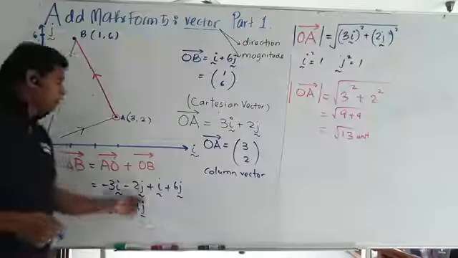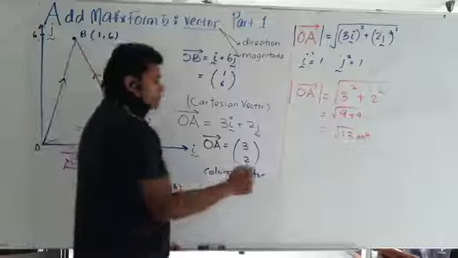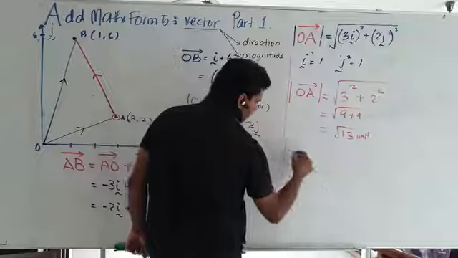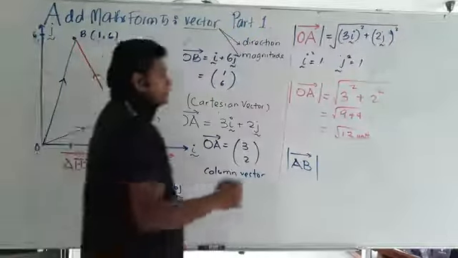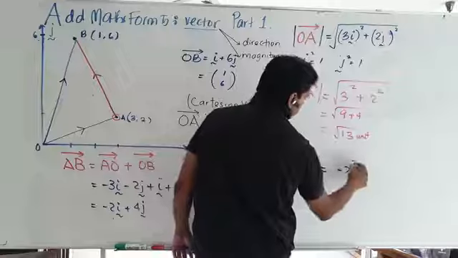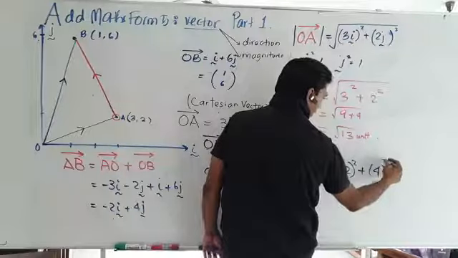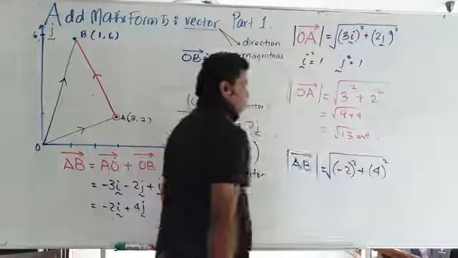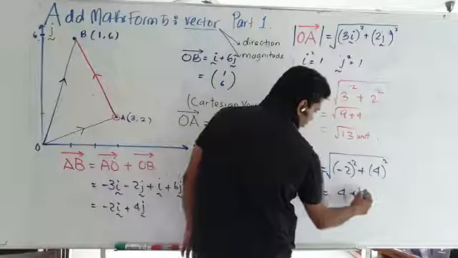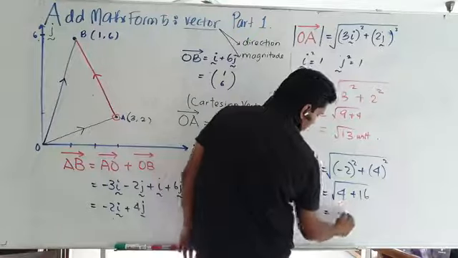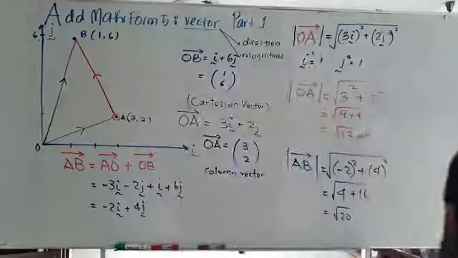Okay, so let's try for AB. What is AB's magnitude? AB is here, all right? So I write magnitude of AB. Take negative 2, square it, plus over here is 4j, square it, square root. All right, square it, you get 4. Square it, you get 16. So your answer is square root 20. Are you following me? So this is how you find magnitude.